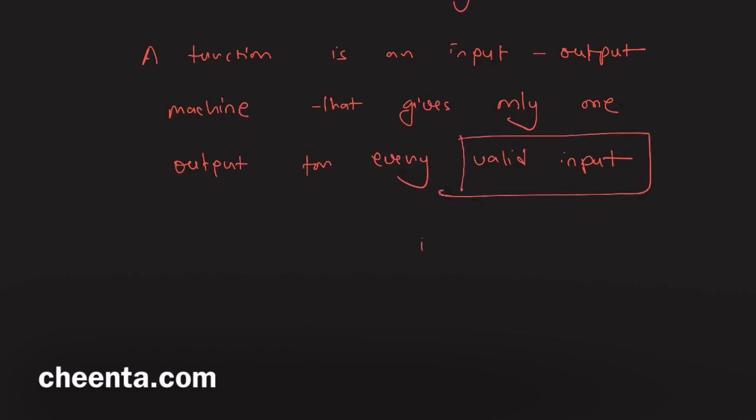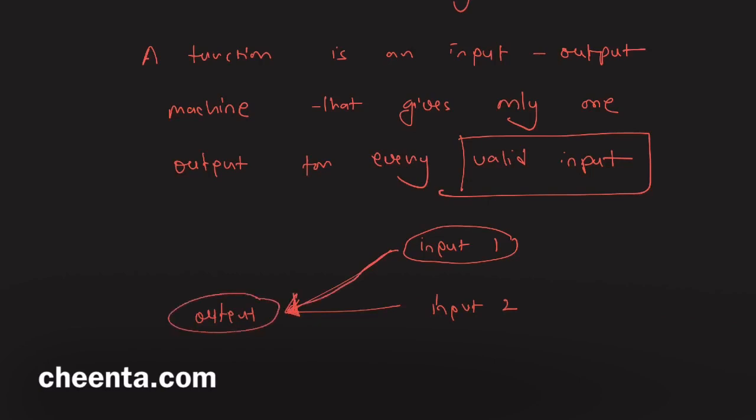Of course, this is very different from saying that input 1 and input 2 give the same output. That's all right. Why? Because input 1 has a single output. That's all we want, that input 1 has a single output. But different inputs can give the same output. That's okay. This is an okay situation. All right. Great. So now we understand what a function is.